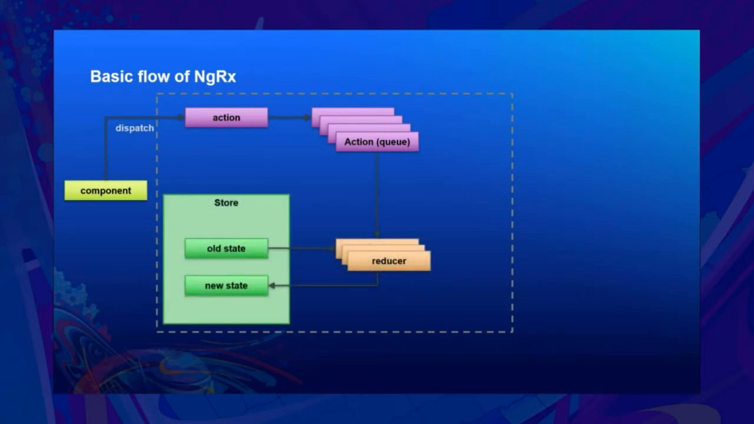Next, reducers listen to changes in the action queue and respond by modifying the state. The reducer's role is to update the state. It has access to any optional payload from the action and the current or old state. The final step is the selectors listen for changes in the state and make it available to the component as an observable.